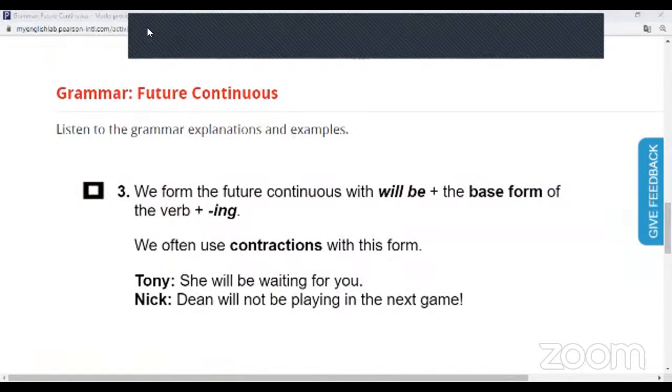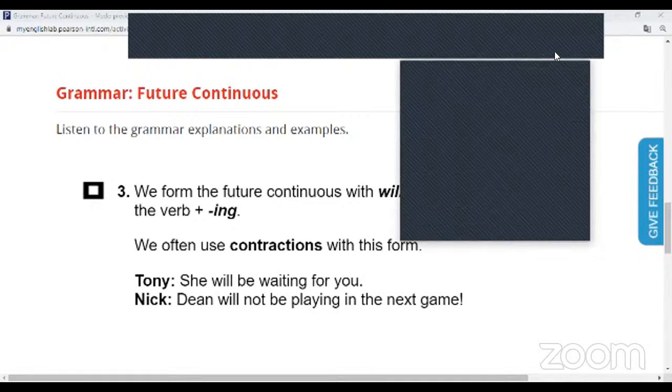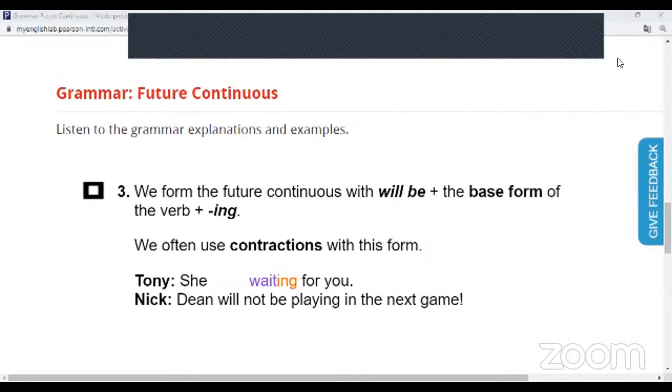We form the future continuous with will be plus the base form of the verb plus ing. We often use contractions with this form. She'll be waiting for you. Dean won't be playing in the next game.